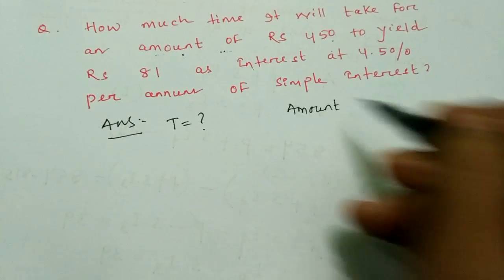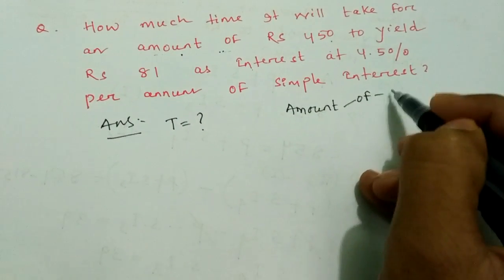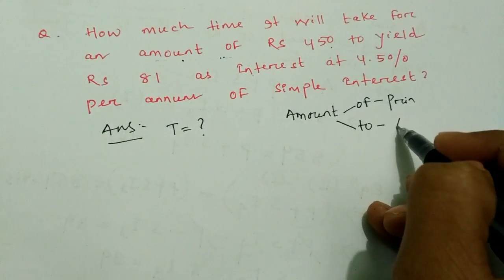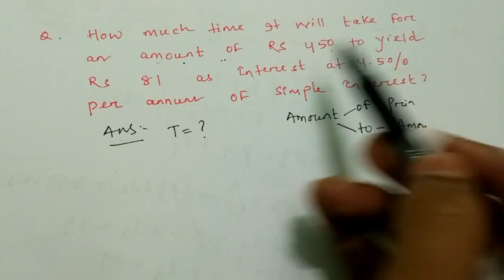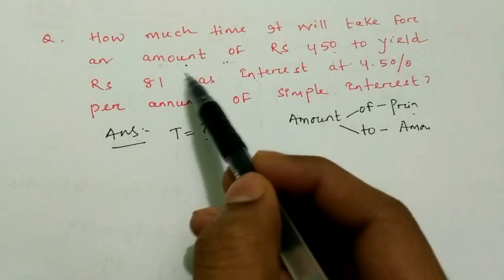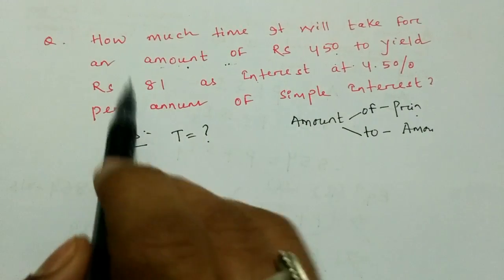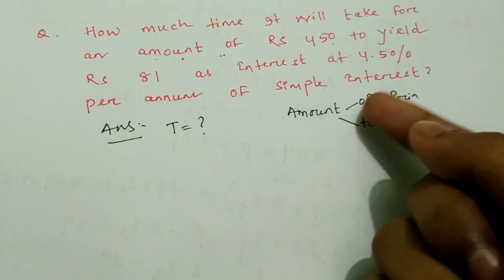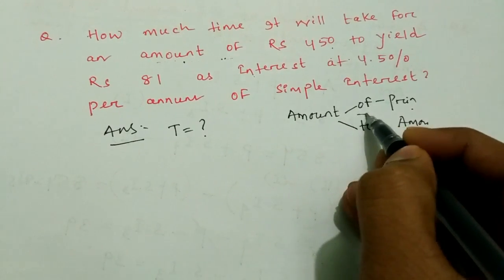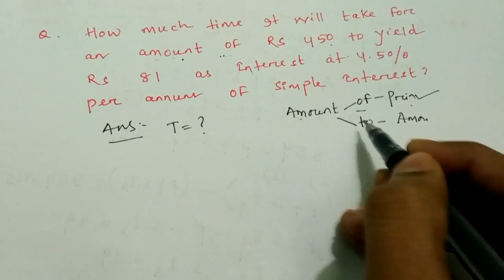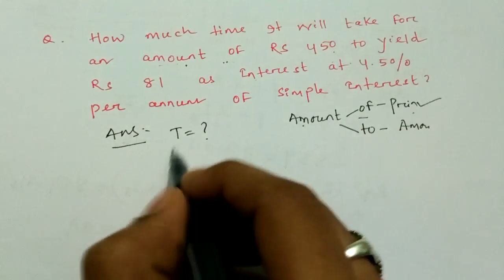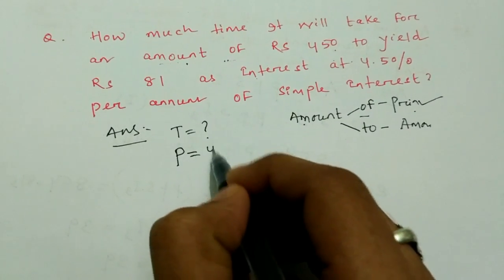If it says 'the amount of', then it is the principal. If it says 'amount to', then it is the amount. Here it is given an amount of Rs 450, so this is the principal. If a sum amounts to 450, then it is the amount. So remember, if it is given 'amount of', it is always the principal. If it says 'amount to', it is always the amount. Friends, got it clear?